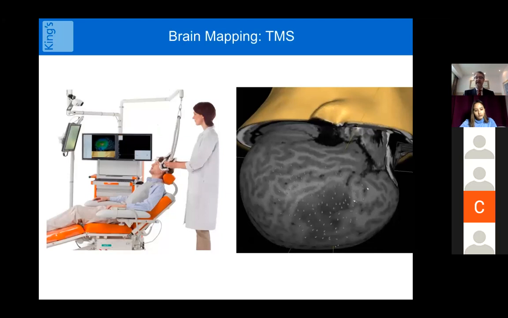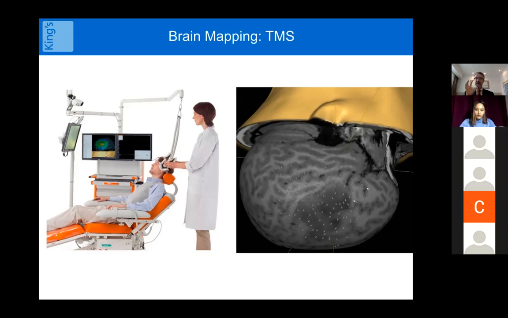And the same thing can be done for speech mapping. The speech mapping is done with the patient sitting on this kind of dentist chair. You can see the picture on the left. And the patients perform language tasks, such as object naming or verb naming, while you stimulate the brain. And when they're unable to do so, either because they have a speech arrest or they have phonological or semantic errors while they're doing the speech test, you can then identify again those areas that are important for language.